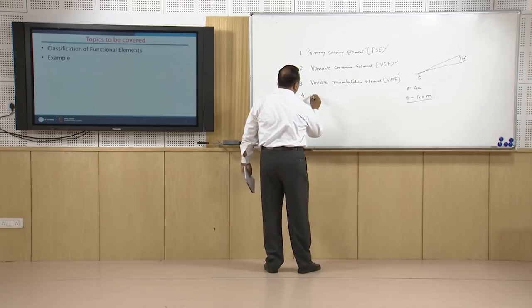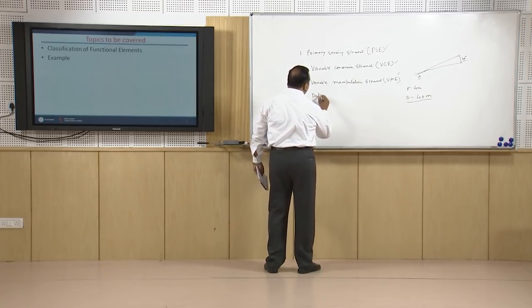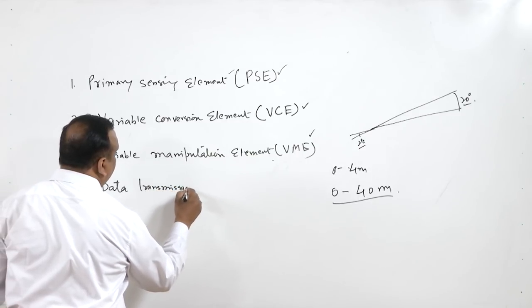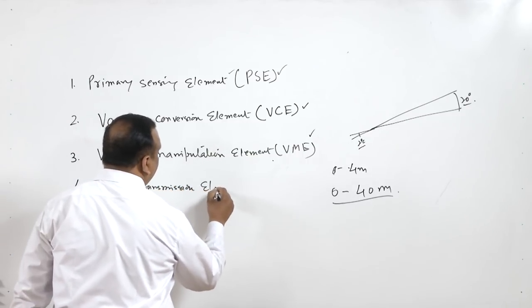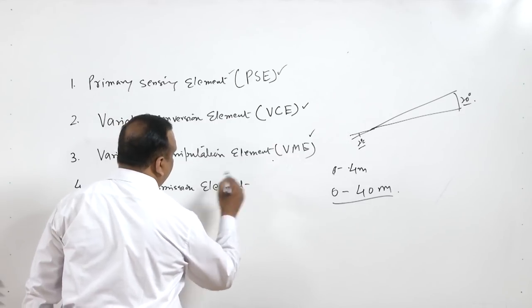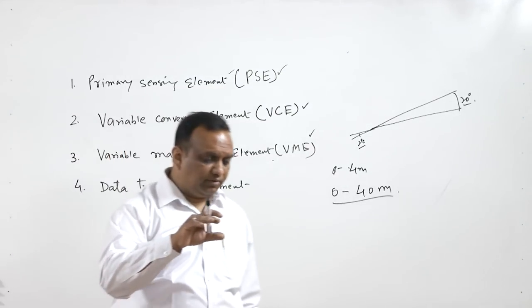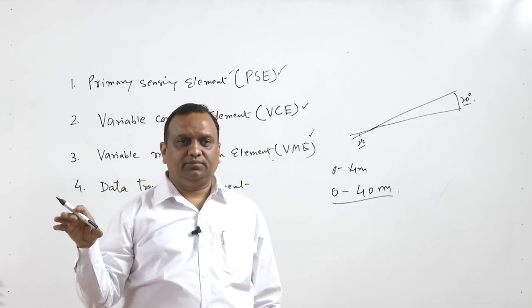The fourth one is data transmission element. Now, data transmission element means transmission of data from one point to another point.